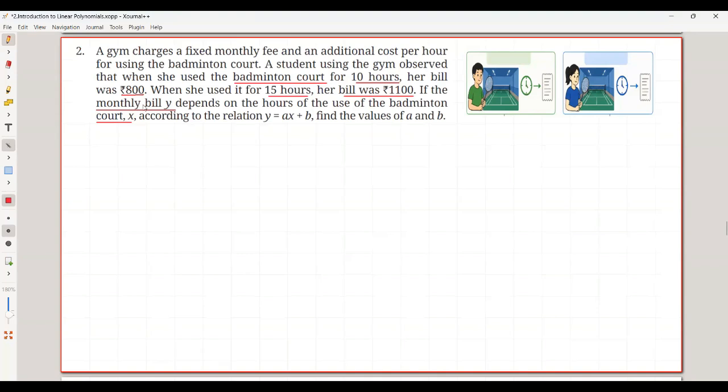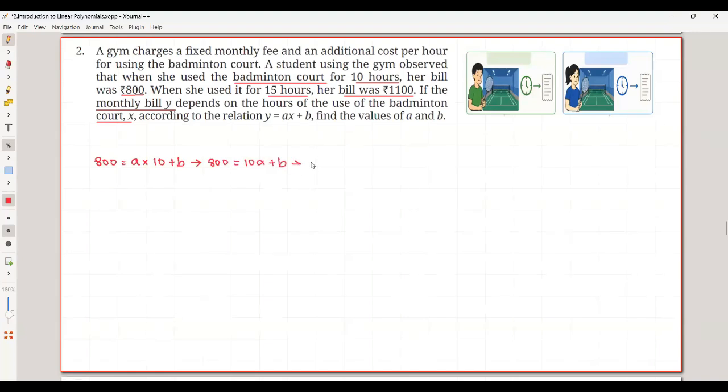We have to take the monthly bill as y, and the hours as x. Now, given y is equal to ax plus b, in the place of y, the bill is given as 800. So 800 is equal to a into x. X is nothing but the number of hours. The first one is 10 hours, plus b. Simplify this: 800 is equal to 10 into a, which is 10a plus b.